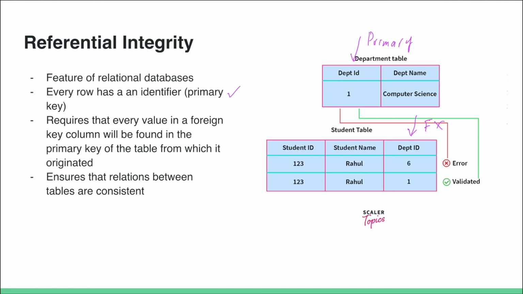Now, what referential integrity means is that all of these department IDs will be found in our department table. As we can see right here, the foreign key ID of 6 is not in the department table, so we get an error. But the ID of 1 is in the department table, so that is valid, and that follows the principle of referential integrity. This ensures that relations between tables are consistent, so basically they are all connected in a logical manner.